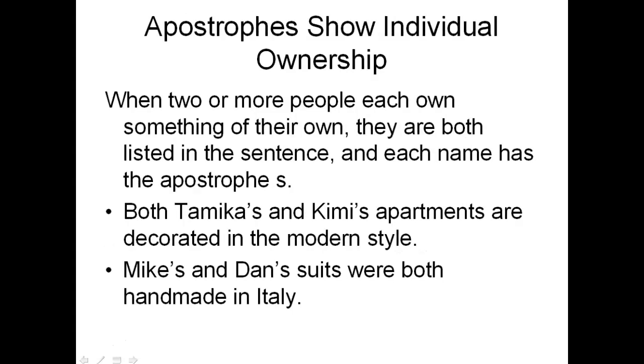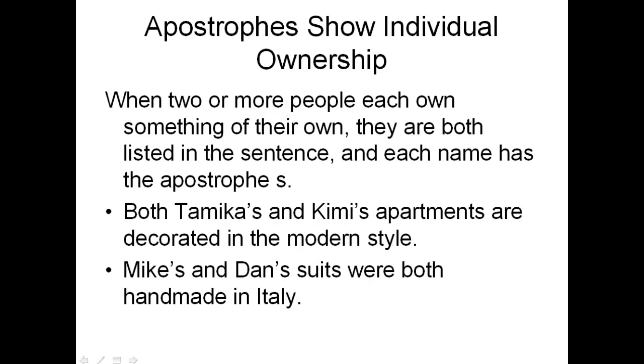And here's the other side of that. Apostrophes show individual ownership as well. So when you have two or more people, each own something of their own. So each of them owns something. They're both listed in the sentence, and each name has the apostrophe S. Let's take a look at some examples.